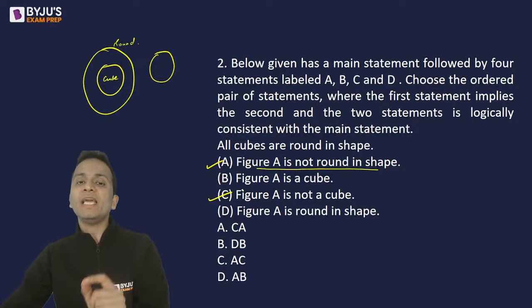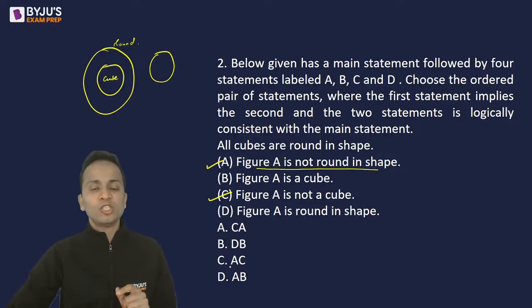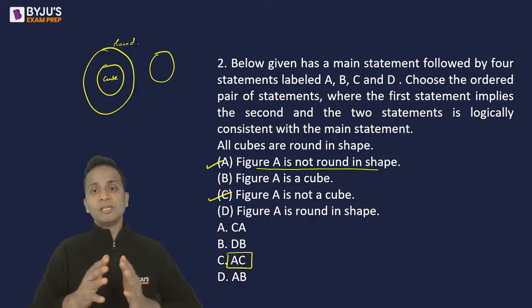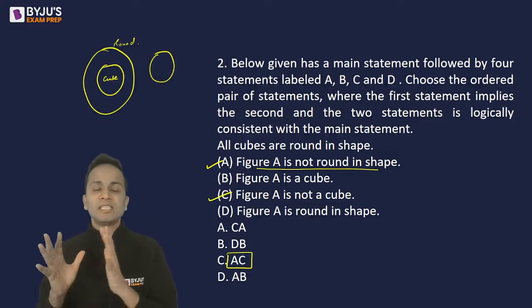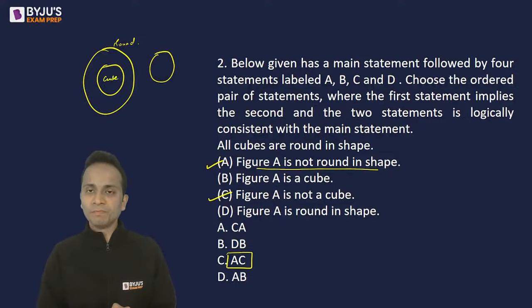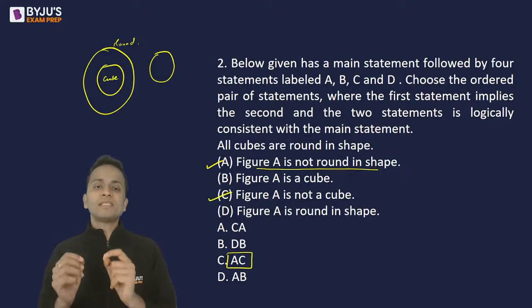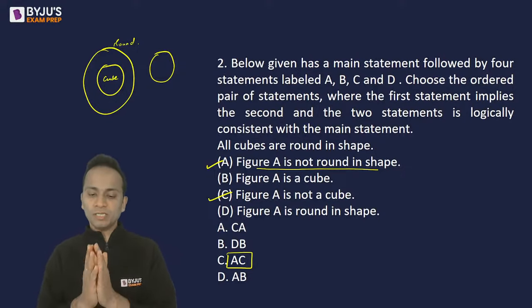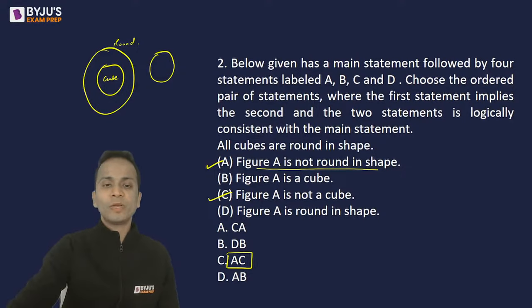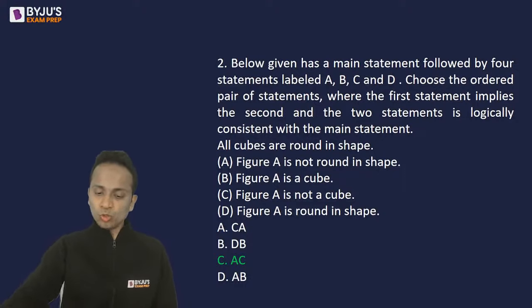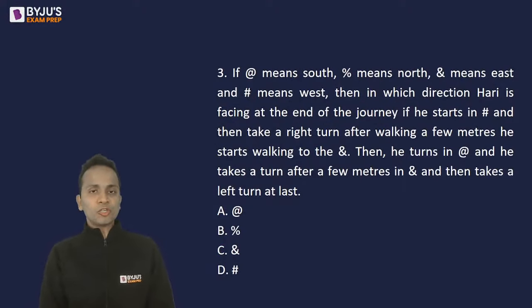So statement A implies statement C. So we can say that AC is the correct sequence, the correct logically consistent pair that can be taken from here. Here the first statement implies the second one. Figure A is not round in shape. C, figure A is not a cube. This is logically consistent. So the correct answer should be option C. Good afternoon, Sonu. Now next question, question number 3.